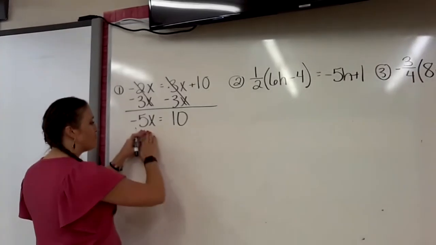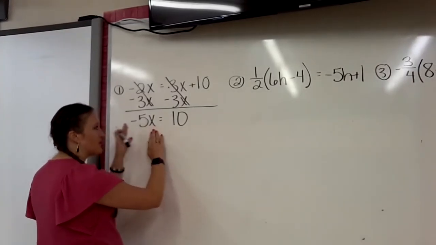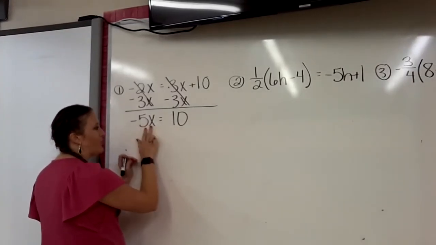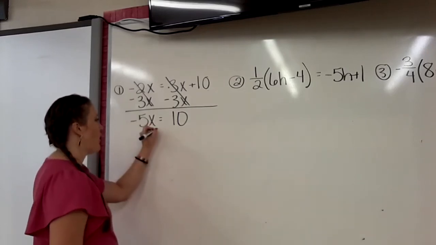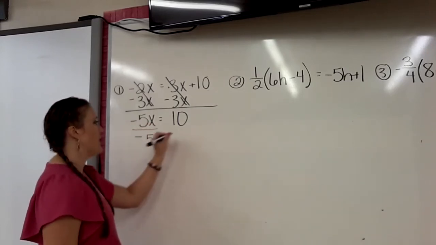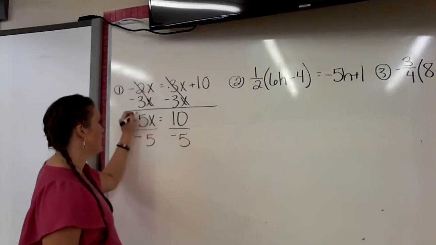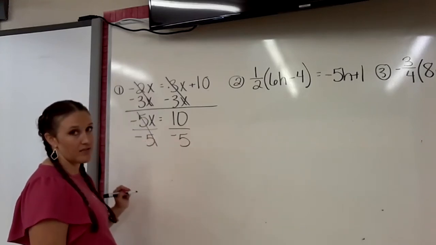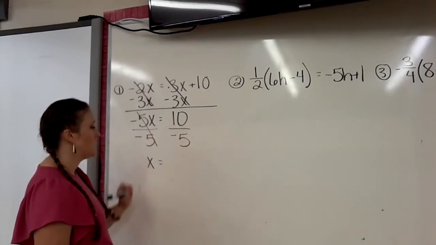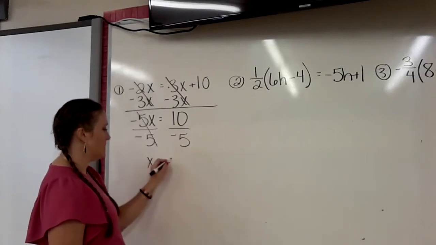Now I want to split these apart. Keep the x here, but get rid of this negative 5. So you look between them. They're being multiplied, so the opposite of that is to divide both sides by negative 5. Negative 5 divided by negative 5 is 1x. 10 divided by negative 5 is negative 2.